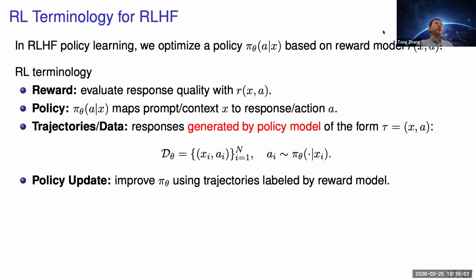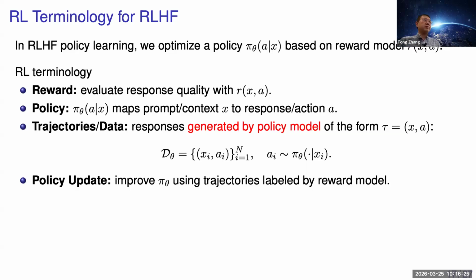And certainly, it's also rated by the reward model, right? You generate a trajectory, then you give each trajectory a rating. The rating is given by the reward model. And the policy update improves the policy using trajectories labeled by the reward model. When we say trajectory, it is basically data generated by your policy.